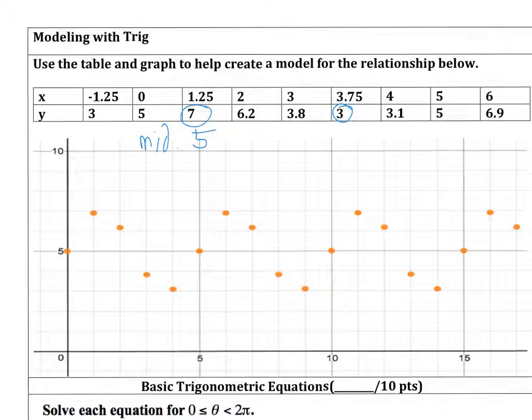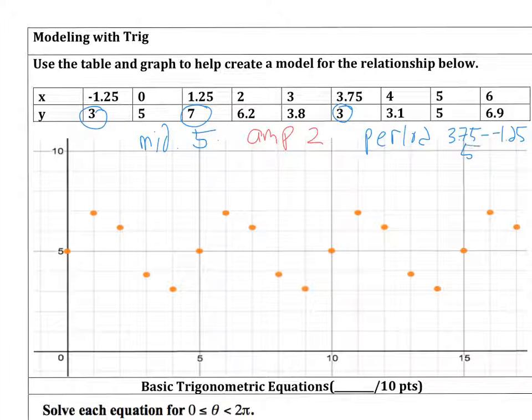We do the same thing for amplitude. If I go from 5 up to 7, that's going to be 2, and I'd like to notice that if I go from 3 up to the midline 5, that's also 2. All right, so period, I don't have 2 max values. I do have 2 minimum values at 3 and 3. So if I go from 3.75 minus negative 1.25, I get 5.